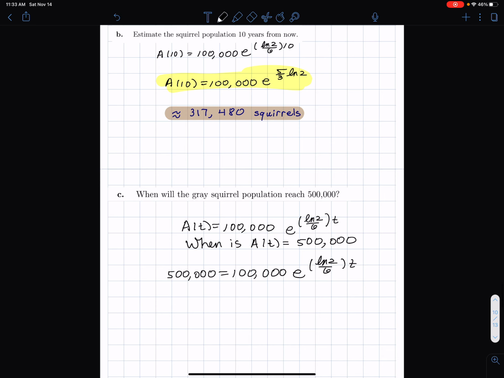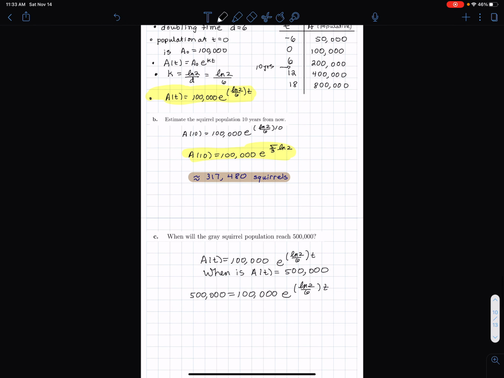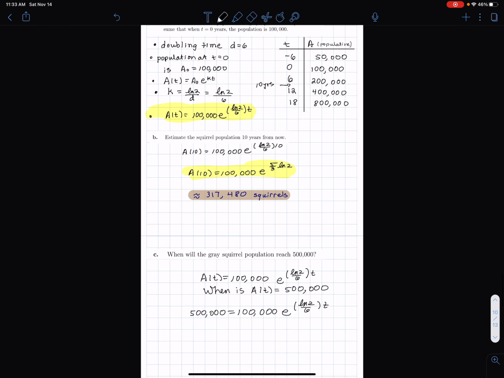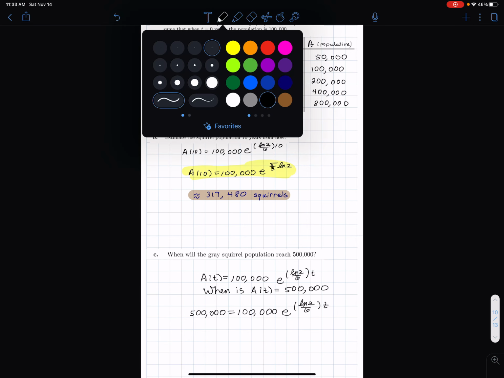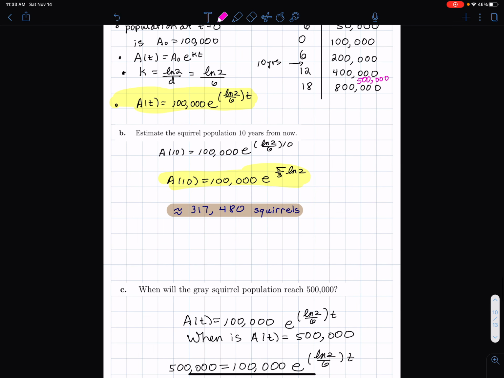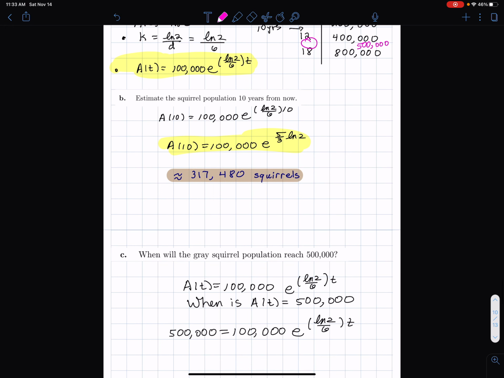By the way, this chart should also tell us a little bit about when I'm going to have 500,000, because on this chart, let me do purple or pink, 500,000 is somewhere between 400,000 and 800,000. What value of t do I get over here? What's the time t? Well, okay, that's what we're doing. So it's going to be between 12 and 18 years if I do it right.